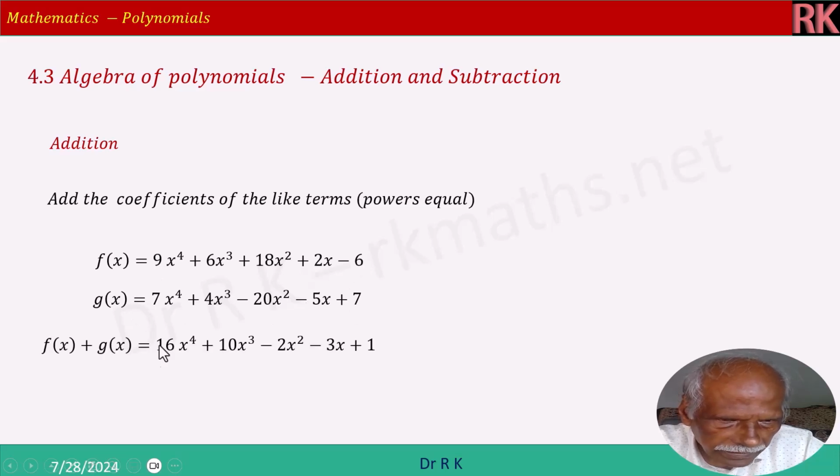So 9 plus 7 is 16x power 4, 6 plus 4 is 10x cube, minus 2x squared, because plus 18 minus 20 is minus 2, plus 2 minus 5 is minus 3x, minus 6 plus 7 is plus 1, therefore 16x power 4 plus 10x cube minus 2x squared minus 3x plus 1. That is what we say, add the coefficients of the like terms, which is more convenient and easy to follow.